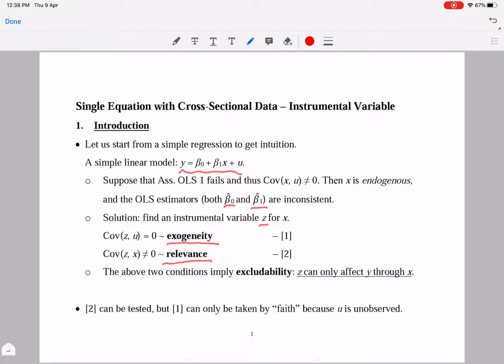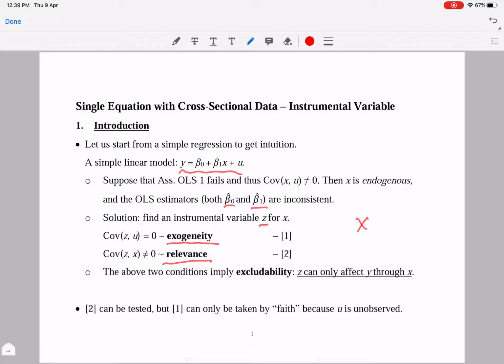And therefore, in some literature, people will call an instrumental variable excluded restrictions. Right, so an instrumental variable sometimes is called an excluded restriction in some literature. Okay, let's see why these two conditions imply excludability.